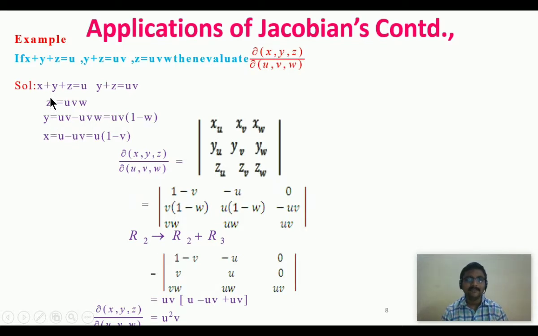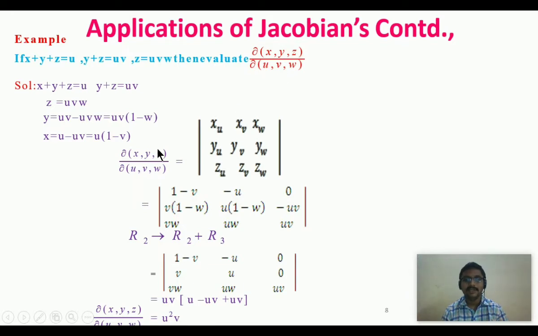Similarly, x from the first equation we will have x is u minus of y plus z. But what is the value of y plus z? Y plus z value is uv. Substituting, we will have x is u minus uv. Now taking out u as common, that is u into 1 minus v. Thus, all three xyz are clearly in terms of uvw.